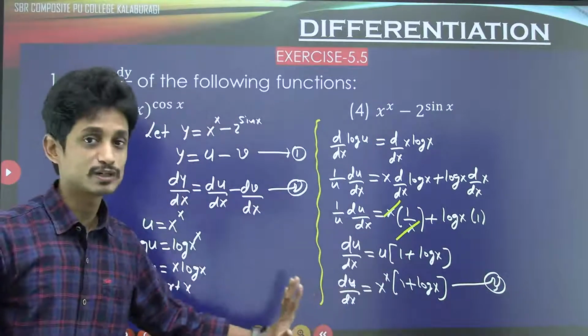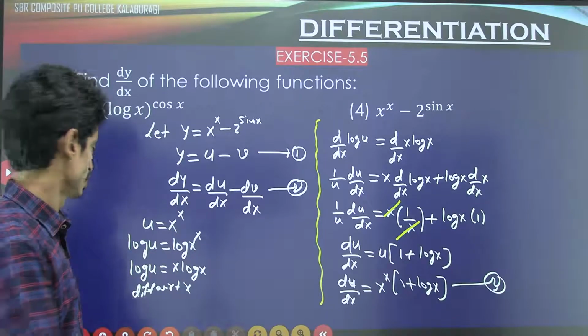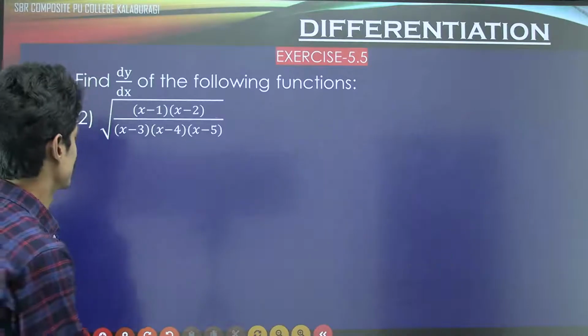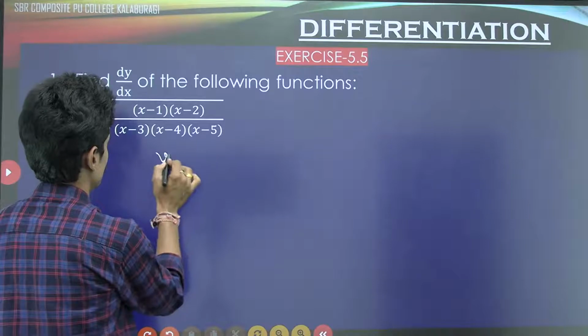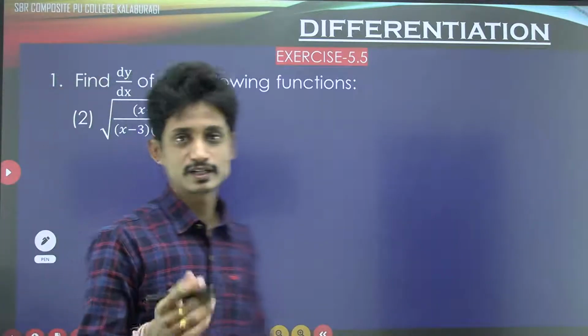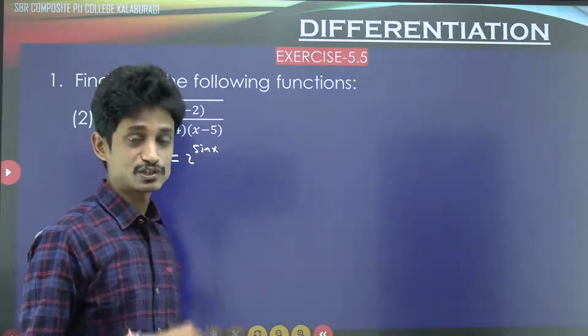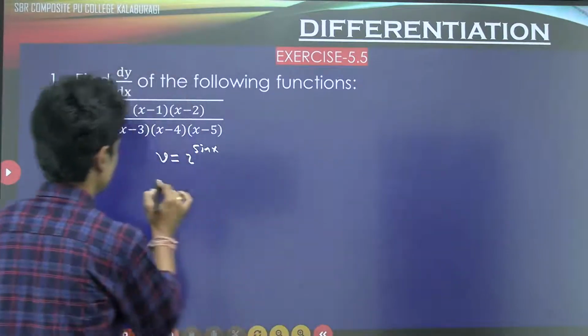Just I got only u function derivative. Still I did not get the v function derivative. Let us see about that v function derivative. What is v function derivative? v is equal to 2 power sine x. Here no need to take log on both of these sides. Directly also we can do. Then too I will solve by applying the log, right?